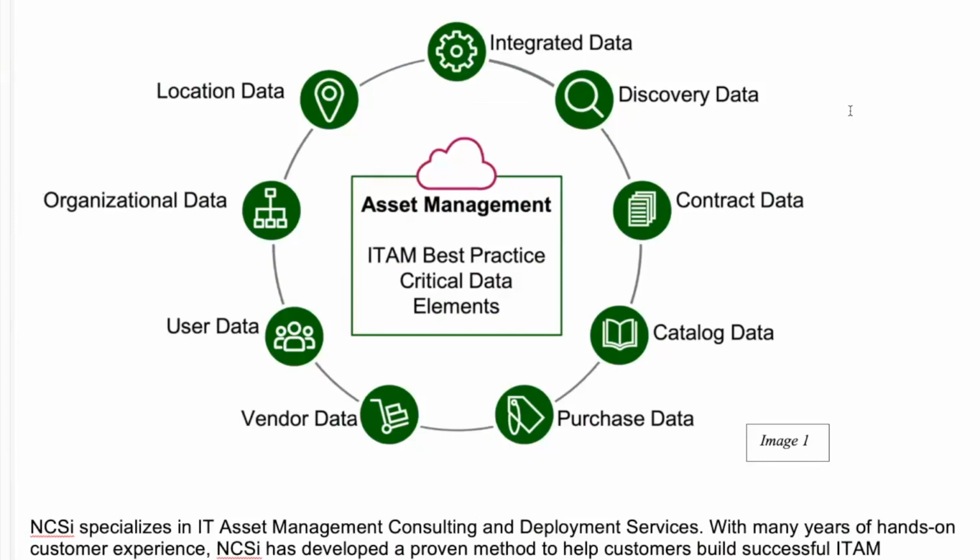So what we're going to talk about today, and we'll use this document and then share it with you, is what those key data elements are. As you can see on the screen here, there is location data, organizational data, user data, vendor information, purchasing data, catalog data, contract data, discovery data. That's the best practice part, what represents good asset management data at a high level.